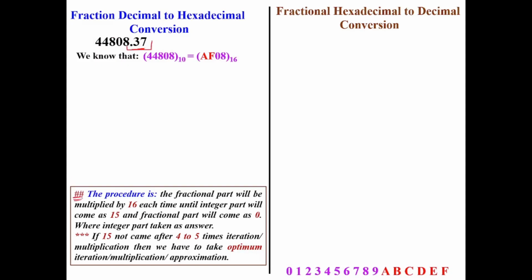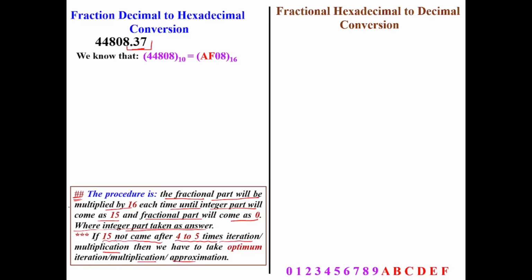This is the procedure of conversion of fractional decimal to hexadecimal. What is it? The fractional part will be multiplied by 16 each time until the integer part comes as 15 and the fractional part comes as 0, where the integer part is taken as the answer. If 15 does not come after 4 to 5 iterations or multiplications, then we have to take an optimum iteration or approximation. This is the procedure.